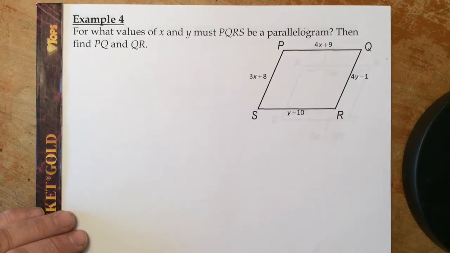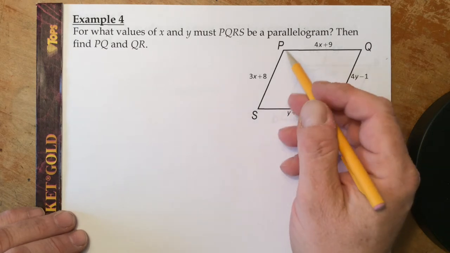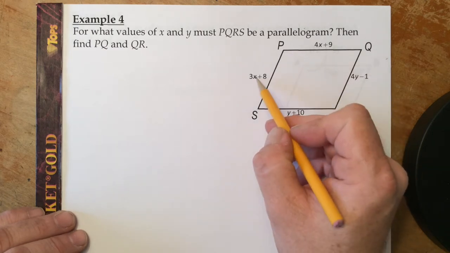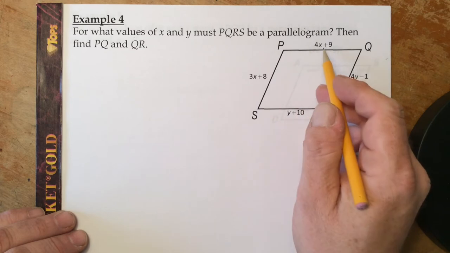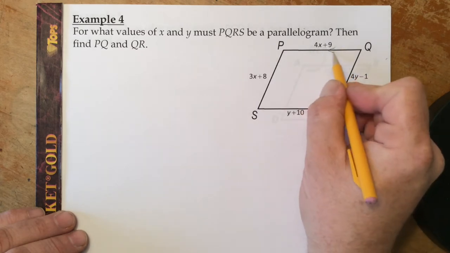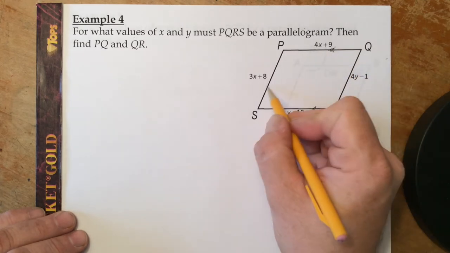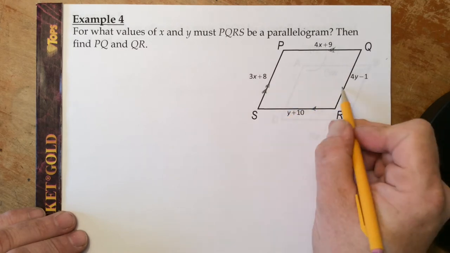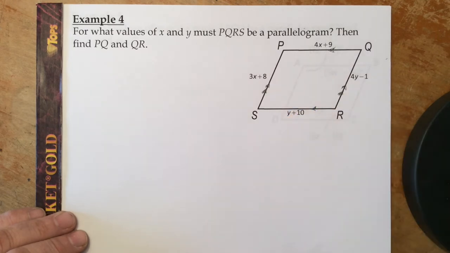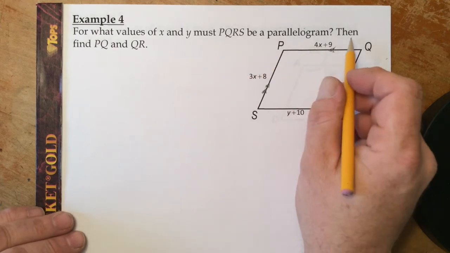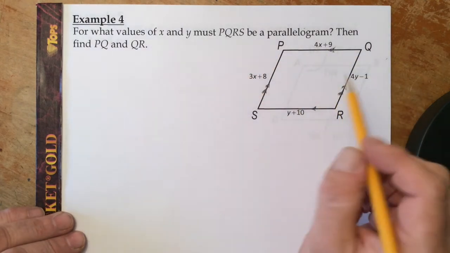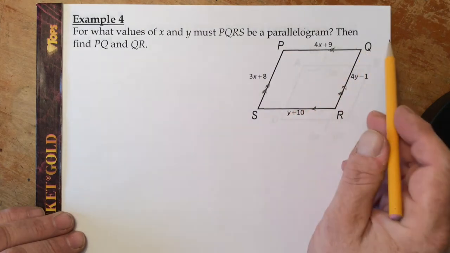Example 4. For what values of x and y must quadrilateral PQRS be a parallelogram? So what they're asking is what values of x and y should these be to cause this to be a parallelogram and not just some quadrilateral. Well, we still use the properties of parallelograms. After we find x and y, they want us to find the length of PQ here and the length of QR here.